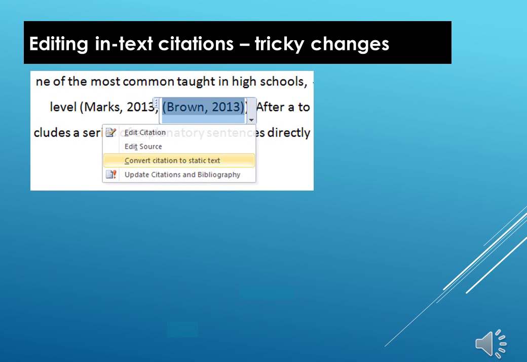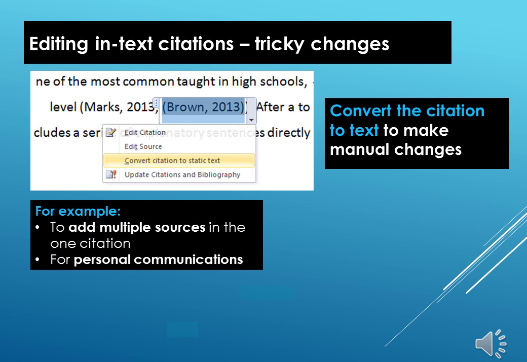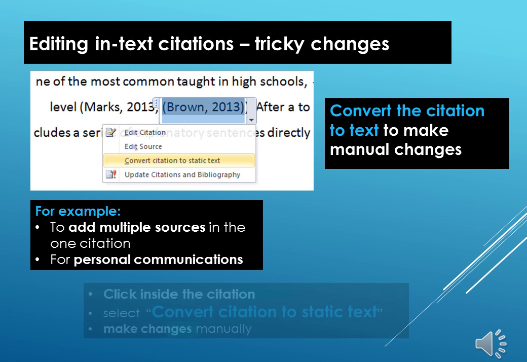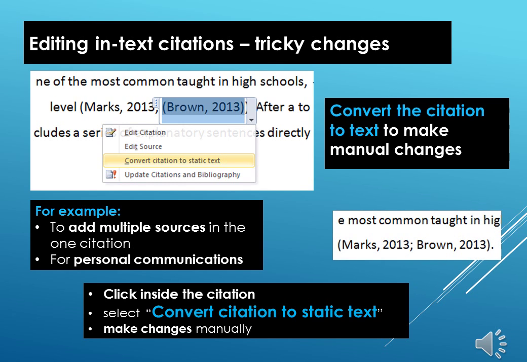To make more complicated changes, you can convert the citation to plain text and make changes to the citation manually. You might need to do this if you are referring to more than one source within a single citation, or if the citation is for a personal communication, such as an email. To convert a citation to plain text, click inside the citation and then select Convert citation to static text.